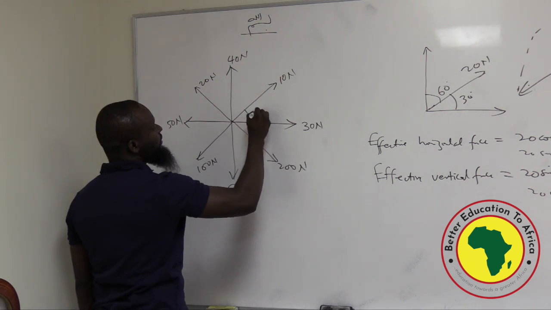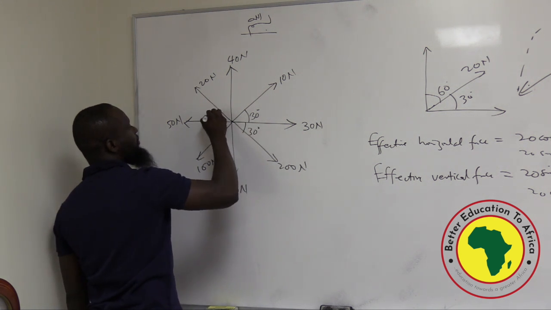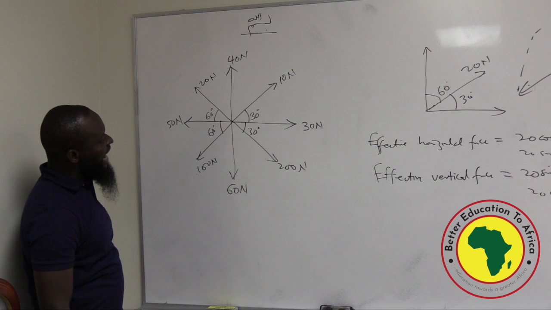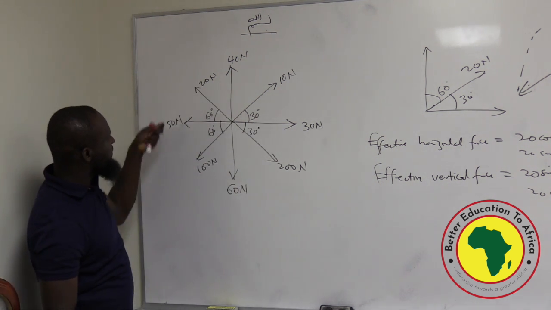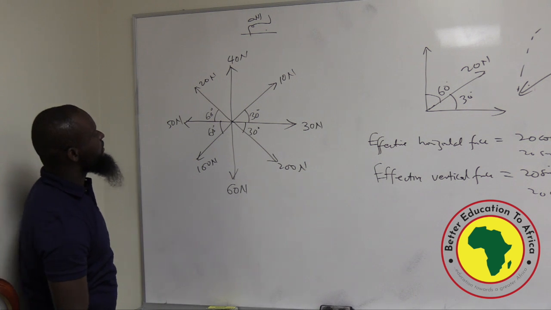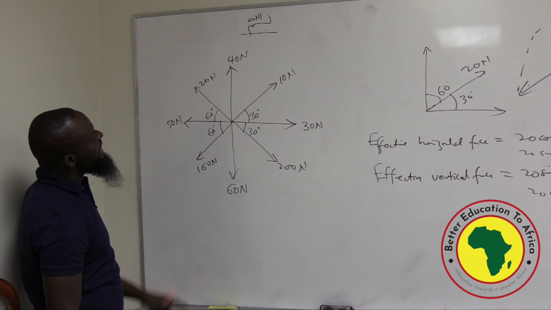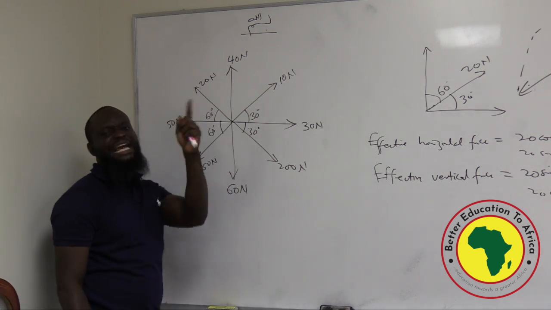So you have 30 degrees, 30 degrees, 60 degrees, 60 degrees. I have 1, 2, 3, 4, 5, 6, 7, 8, 9 forces. Sorry, 8 forces acting at a point. I say find the net force.